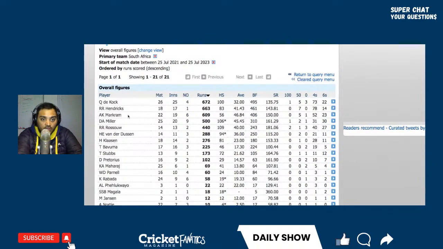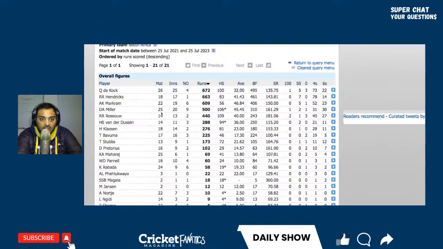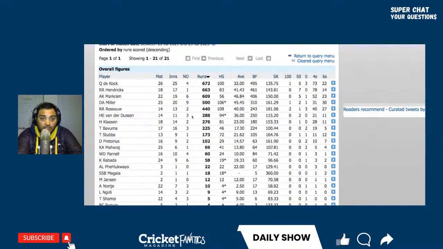Then Aiden Markram is number 3 with 22 games, 609 runs, 46 average, good average, and 150 strike rate. Brilliant, 550s. David Miller is next on the list, 25 matches, 500 runs, 45.45 average, and 161 strike rate. Then we've got Riley Russell with 14 matches for 40 runs, 40 average, 181.06 strike rate, and 200 and 150 in that period.